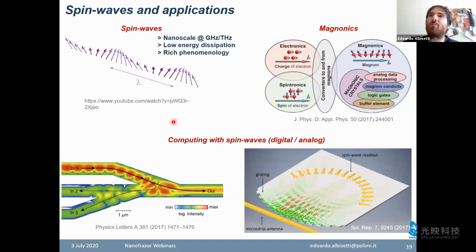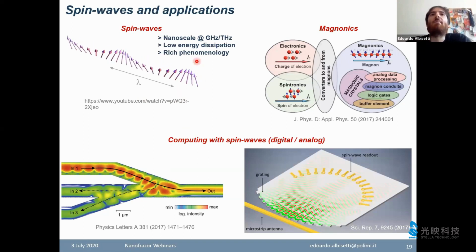Spin waves are propagating perturbations in the spin texture of magnetic materials. Here you see an example of a spin wave. If you have a ferromagnetic material and you provide a really localized magnetic field excitation, exactly as you would by throwing a stone in a lake, then you have ripples in the direction of the spins. And these ripples propagate as waves, hence the name spin waves, within the magnetic materials.